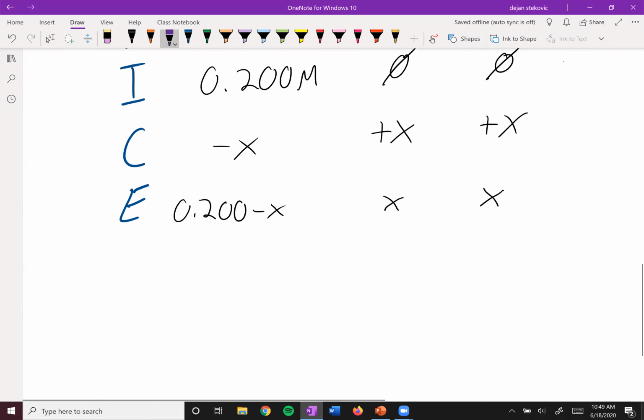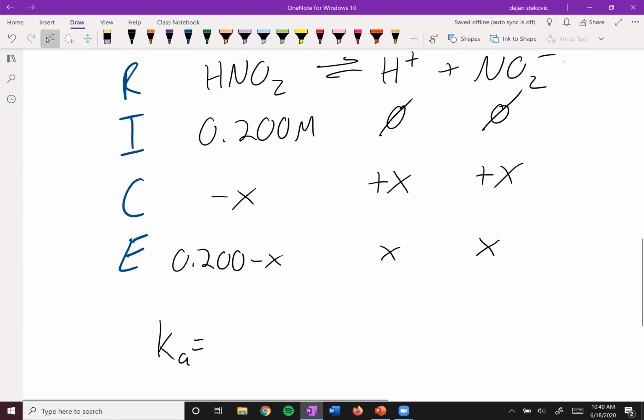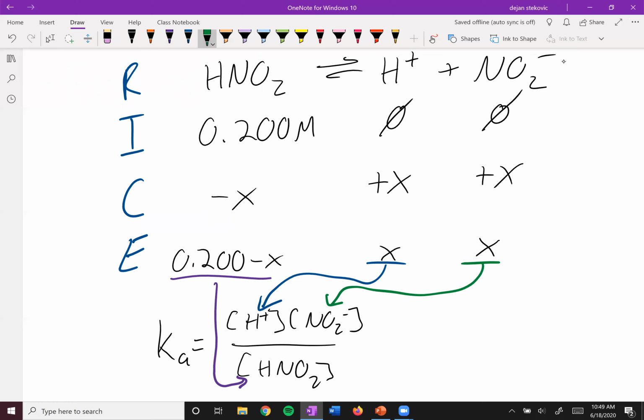Next thing we want to do is write out our equation for the Ka. And remember, it's products over reactants. So in this case, it's H plus times NO2 minus over HNO2. Then we'll simply plug these numbers in. So we'll take this one, plug it in there, take this X, plug it in there, take this X, plug it in there. And then we have a situation where we have X squared over 0.200 minus X.